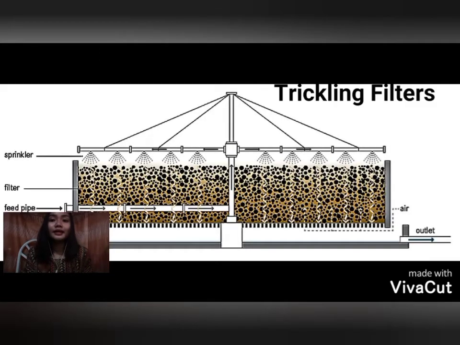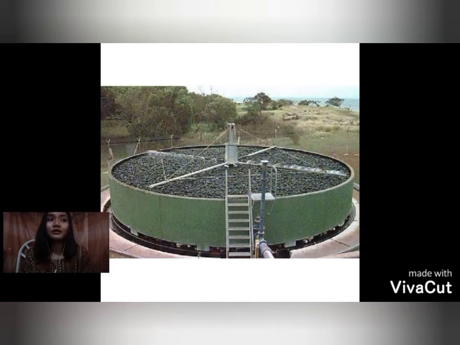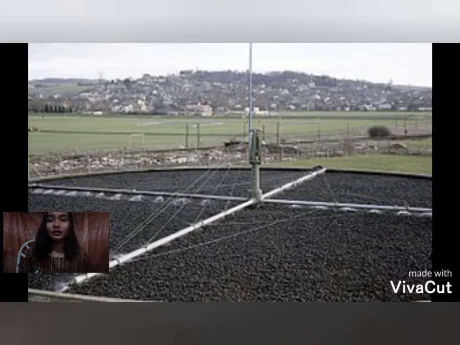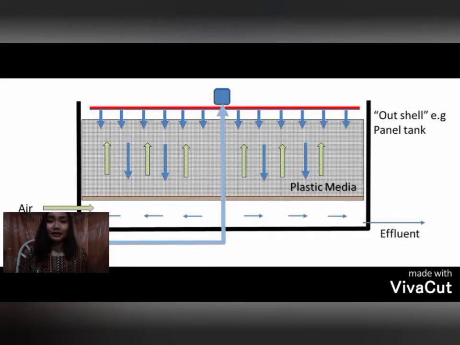Next, we have the trickling filters. It consists of a bed of coarse materials such as stone, slats, or plastic materials as a media over which wastewater is applied. This is a popular biologic treatment process. The most widely used design is a bed of stones from 1 meter to 3 meters deep through which the wastewater passes, distributed over the surface of the rocks by a rotating arm. The rocks are 25 to 100 millimeters in diameter.